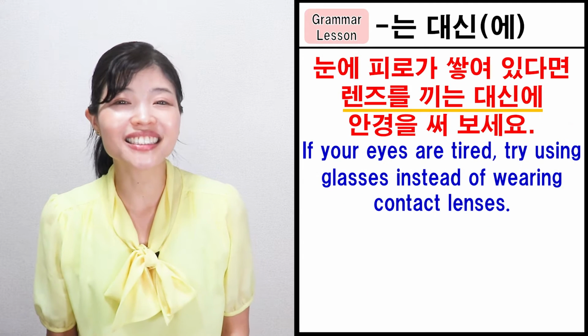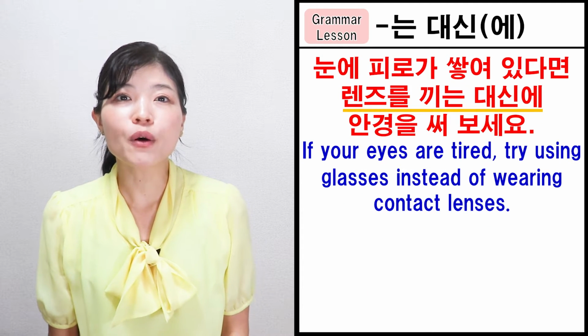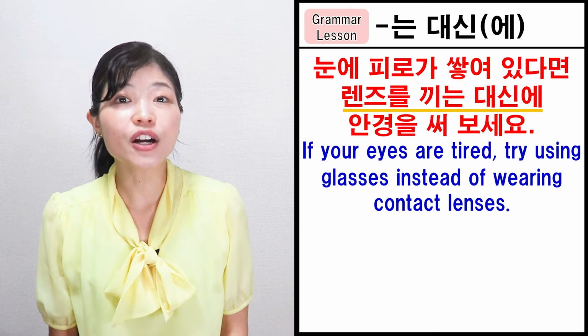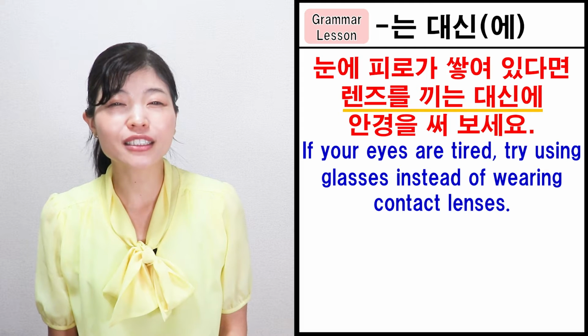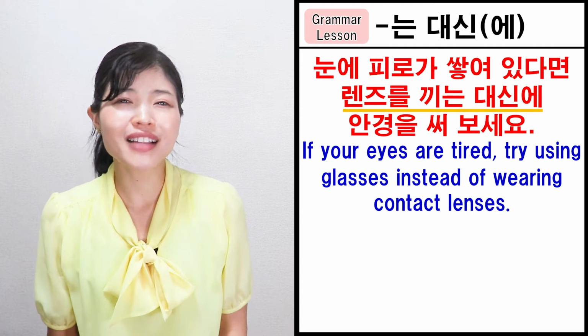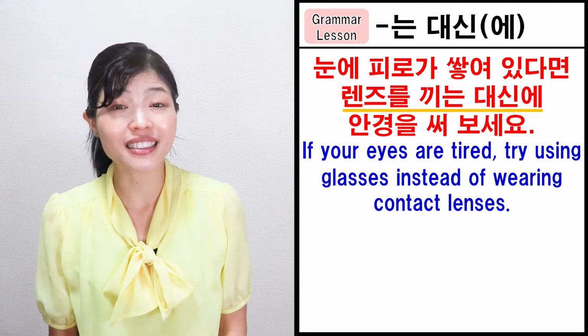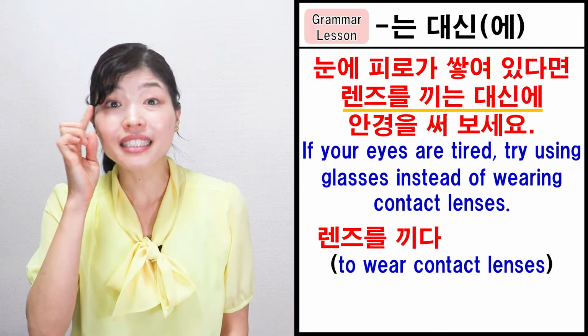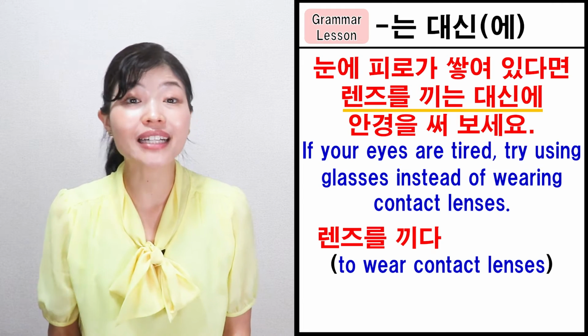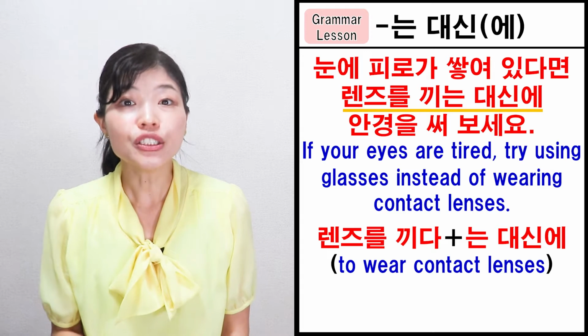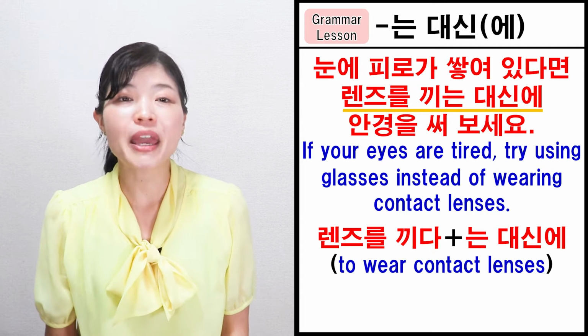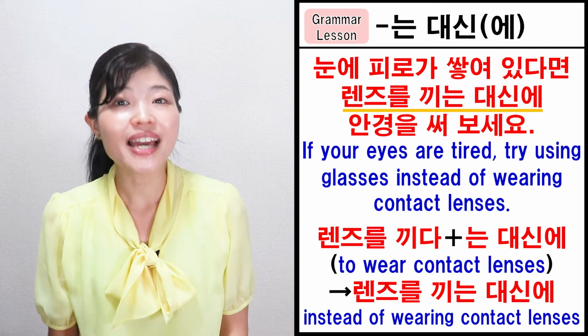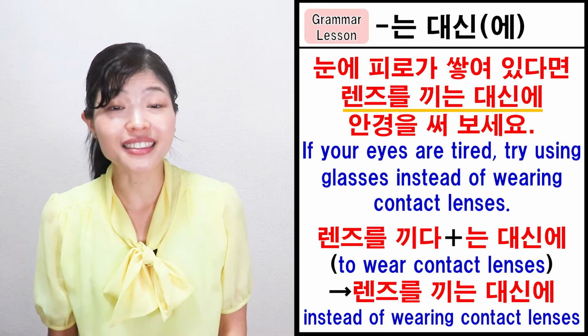Let's look at the next sample sentence. 눈에 피로가 쌓여 있다면 렌즈를 끼는 대신에 안경을 써보세요. If your eyes are tired, try using glasses instead of wearing contact lenses. Here, 렌즈를 끼다 means to wear contact lenses. You add 는 대신에 to the stem to make 렌즈를 끼는 대신에 instead of wearing contact lenses.